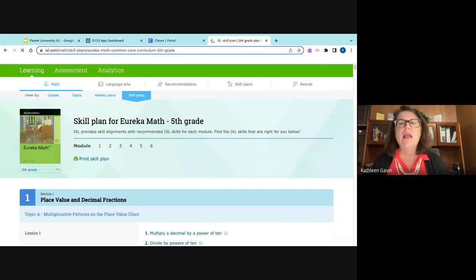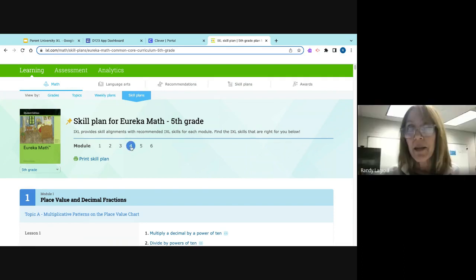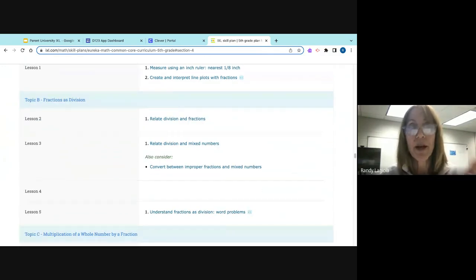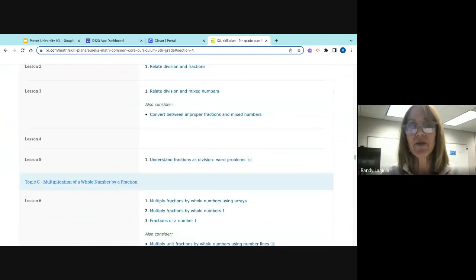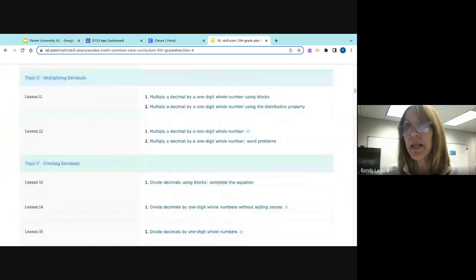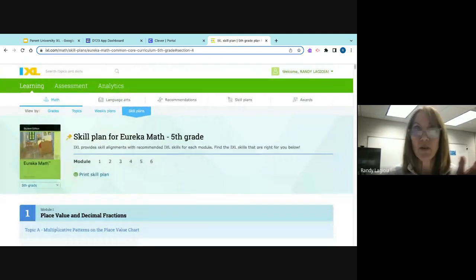IXL has alignment to several different curricular resources, and that was another reason why we chose this platform, because it is aligned to a lot of the resources that we use. So right now they would be in module 4 if they are working on homework or want additional practice with anything they're learning in school. These skills will be related to this module. We have the same with CMP3 for middle school, which also has skill plans that can be assigned. All right, so then we'll go back.